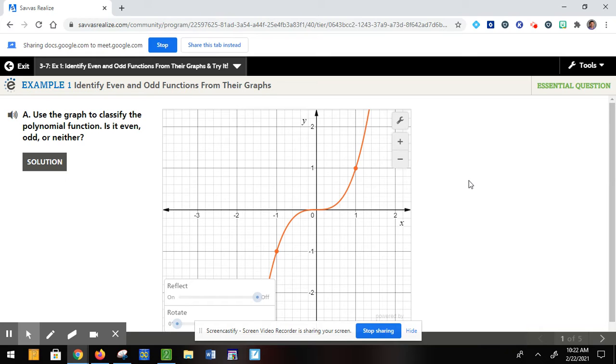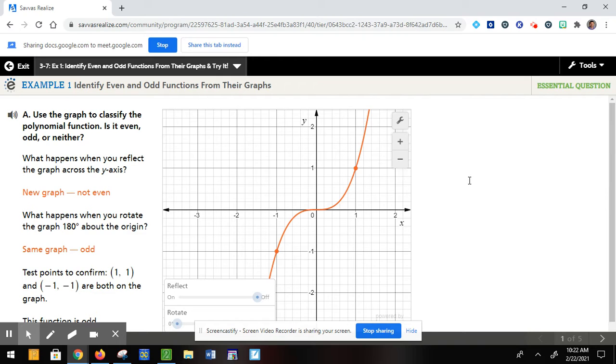If you are going to solve this by graphing, let's see the solution here. It is even if it reflects across the y-axis. So they have a thing set up here where you can just reflect it over. If it reflects over the y-axis and it's the same, then it's considered an even function. It's not what you're seeing here, so it's not an even function.